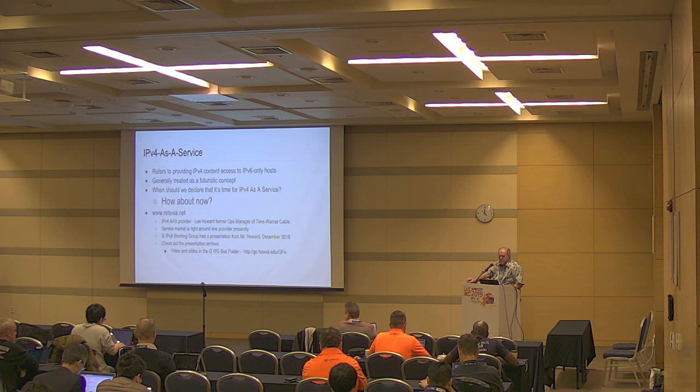So V4 as a service refers to providing V4 content to access to V6-only hosts. If you go Googling it and reading about it on the internet, if it's not me or Jordi or somebody, they usually talk about it like a futuristic concept. So how do we declare when it's time? Well, how about now? I'm really serious, because you're either going to put energy into CGNAT or you're going to put energy into this. And this has an exit strategy for V4. So I mentioned Retivia.net.